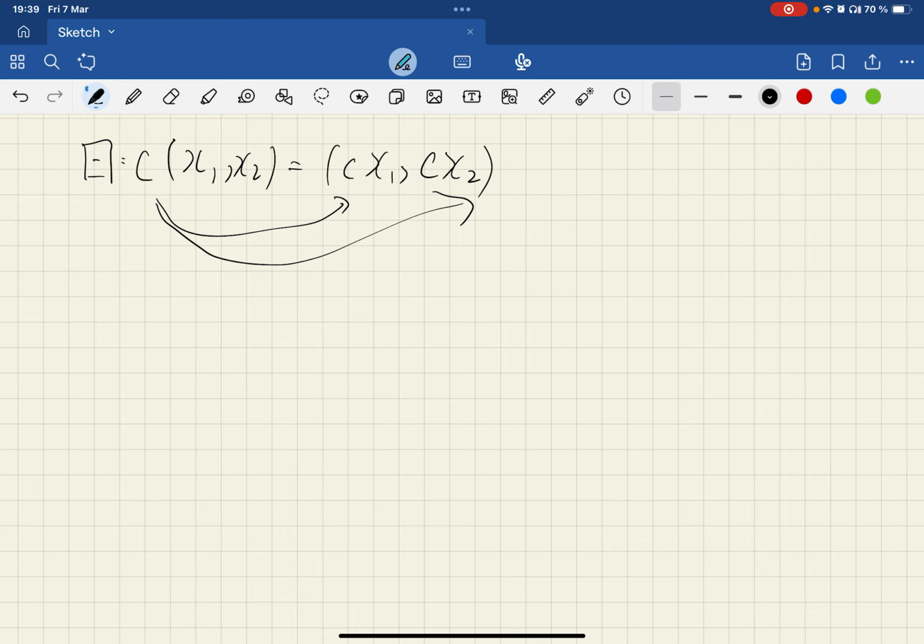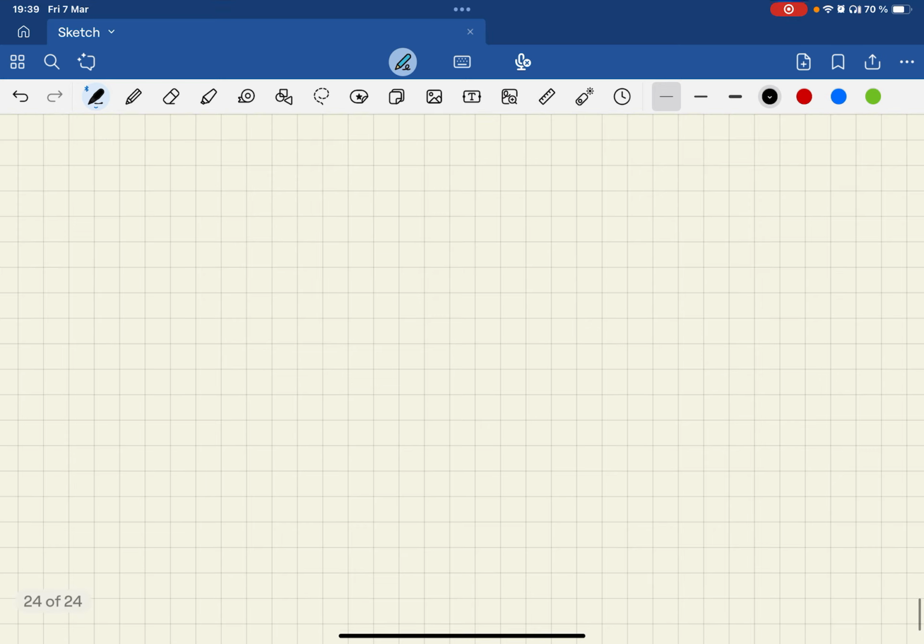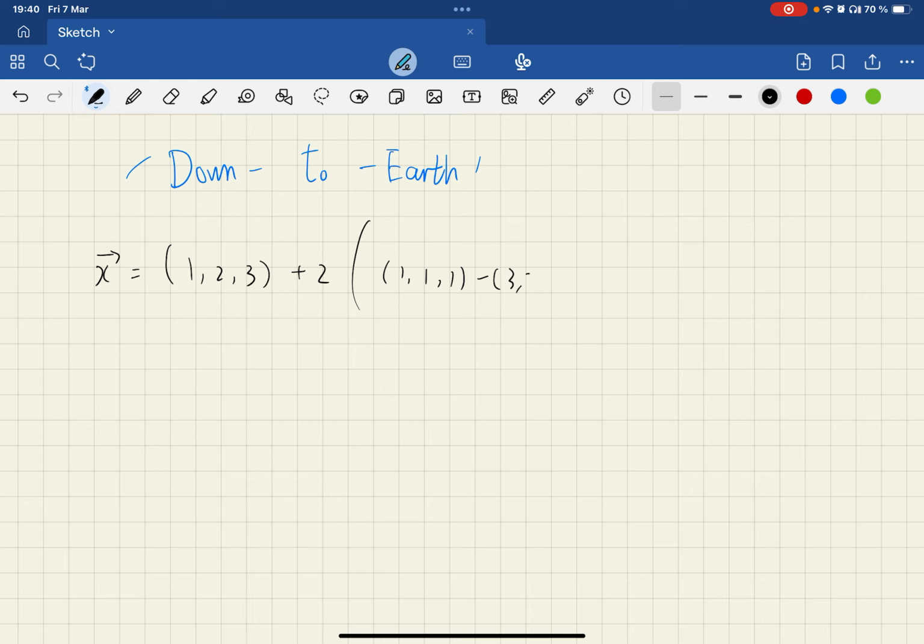So I will not cover formal proofs, but I will just provide some ideas for intuition to understand things more easily. So how about more down-to-earth examples? Well, let's see how to do this: (1, 2, 3) plus 2 times ((1, 1, 1) plus (3, 2, 1)).